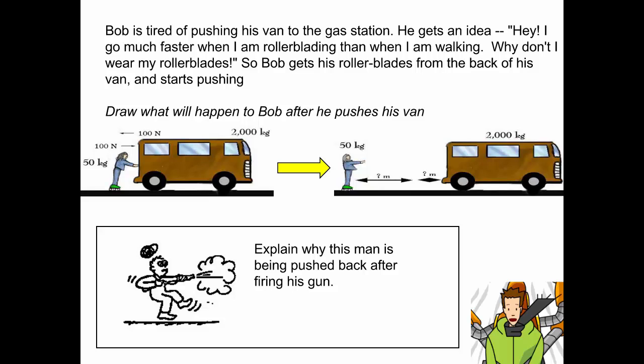For that next example, explain why the man is being pushed back after firing his gun. So what you shoot is like the force of a small explosion inside of the gun. A small explosion, what does that explosion do? It fires the bullet out, but there is an opposite reaction that pushes back onto him.